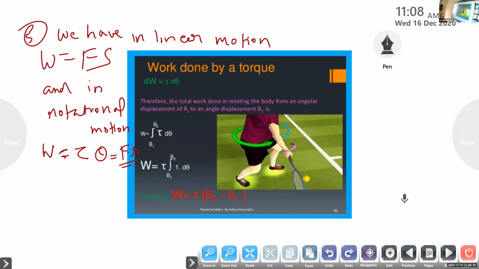In order to find the change in work done, we assume the turning effect started from a particular point, theta 1, the initial angle, and the turning of this person starts from theta 1 and ends at theta 2. So we are considering how much work is done while the person is turning between theta 1 and theta 2.